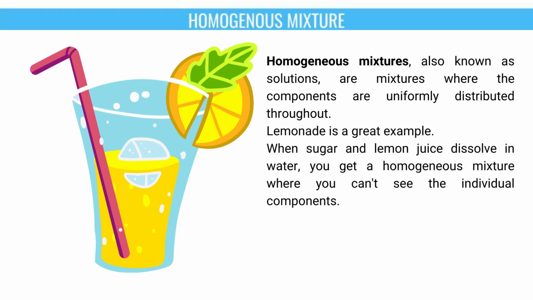Homogeneous mixtures, also known as solutions, are mixtures where the components are uniformly distributed throughout. Lemonade is a great example. When sugar and lemon juice dissolve in water, you get a homogeneous mixture, where you can't see the individual components.